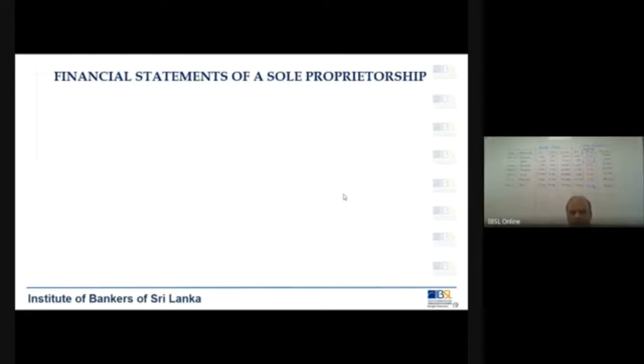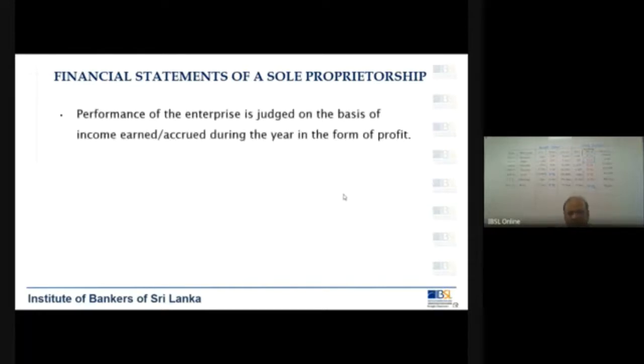Now let's look at the financial statement of a sole proprietorship. The performance of the business is judged on the basis of income earned, accrued during the year in the form of profit. And this profit is measured at two levels. That is where we come to an important point. The profit is measured at two levels. One is the gross profit and the second one being the net profit.